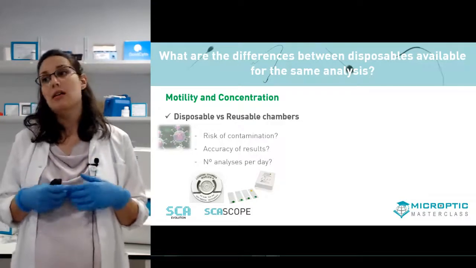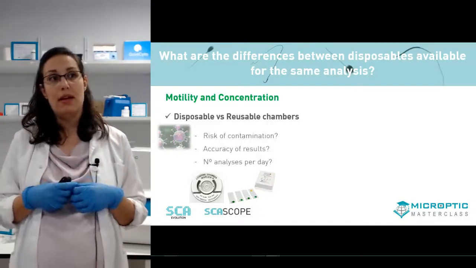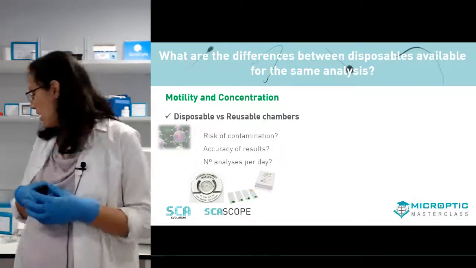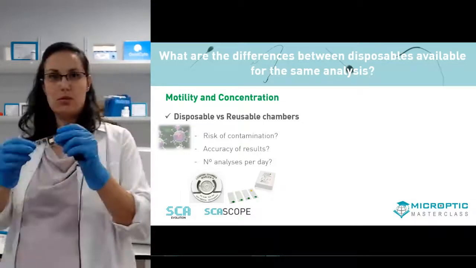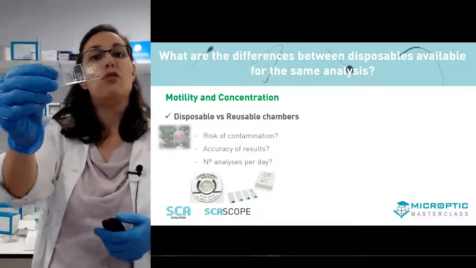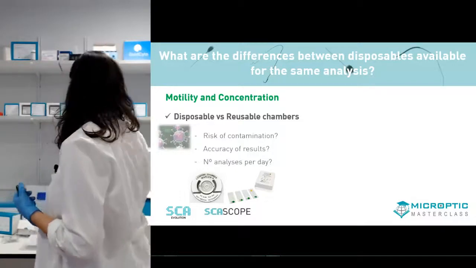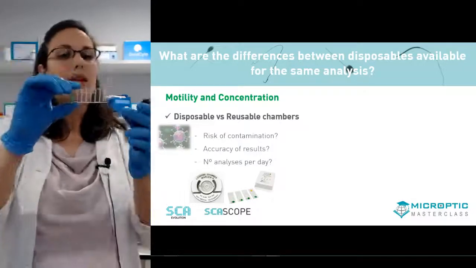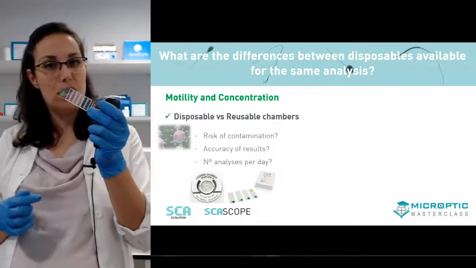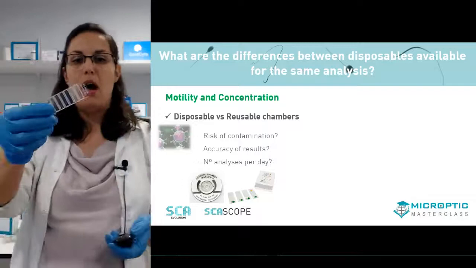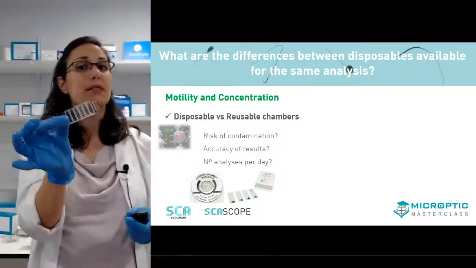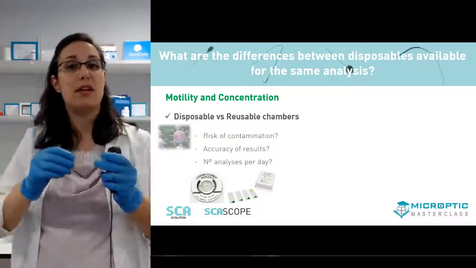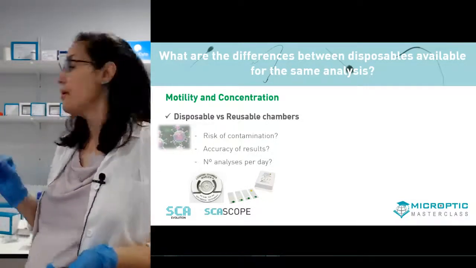This is why laboratories are more frequently incorporating disposable chambers, like this one that I show you. Or, if you are doing multiple analyses, you can also incorporate multi-chambers that minimize contamination between patients. The results are very accurate and reliable since the sample is spread by capillarity and the distribution of cells is fully homogeneous all over the chamber.